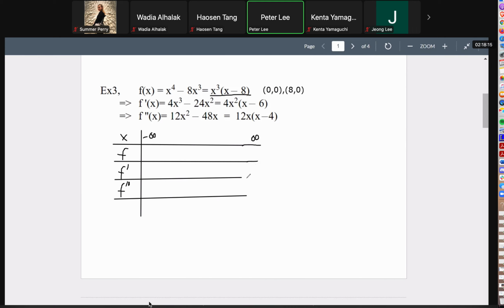Okay, so let's look at this. Now let's see what numbers we have to put in the middle here. We look at f prime and f double prime and see where there are zeros. So we put 0, 0, 4, and 6. And so row 1 is now complete. Row 1, the row of x, is easy, but it's very important.